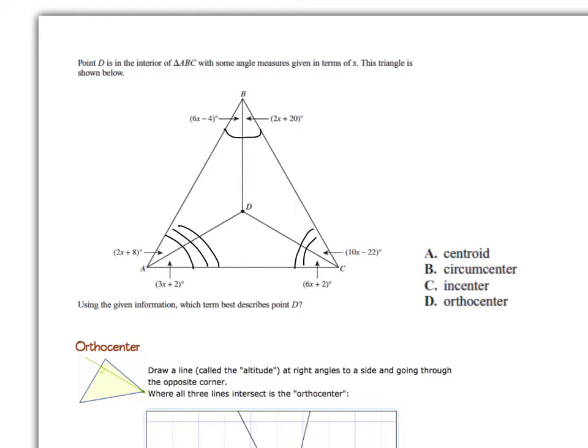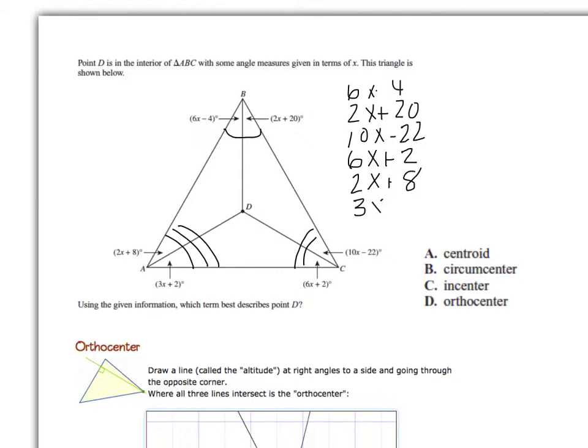We have 6x minus 4 and 2x plus 20, that makes up the top angle. The bottom right angle is 10x minus 22 and 6x plus 2, and then the bottom left angle is 2x plus 8 and 3x plus 2. So basically I'm going to add them all up and set them equal to 180, so let me add them.